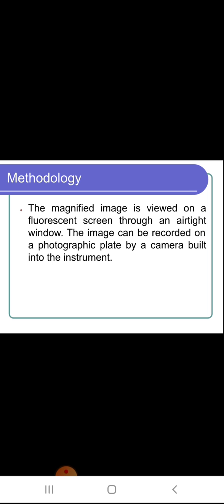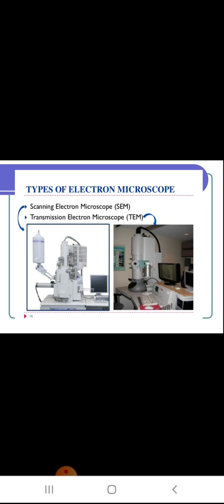Methodology behind electron microscopy. The specimen to be observed is prepared as an extremely thin dry film on small screens. These are then introduced into the instrument at a point between the magnetic condenser and the magnetic objective. The magnified image is viewed on a fluorescent screen through an airtight window. The image can be recorded on a photographic plate by a camera built into the instrument.